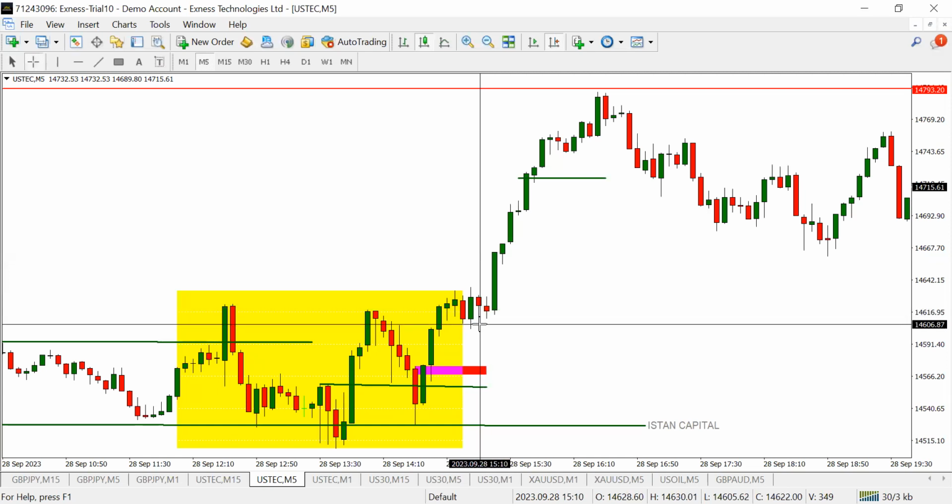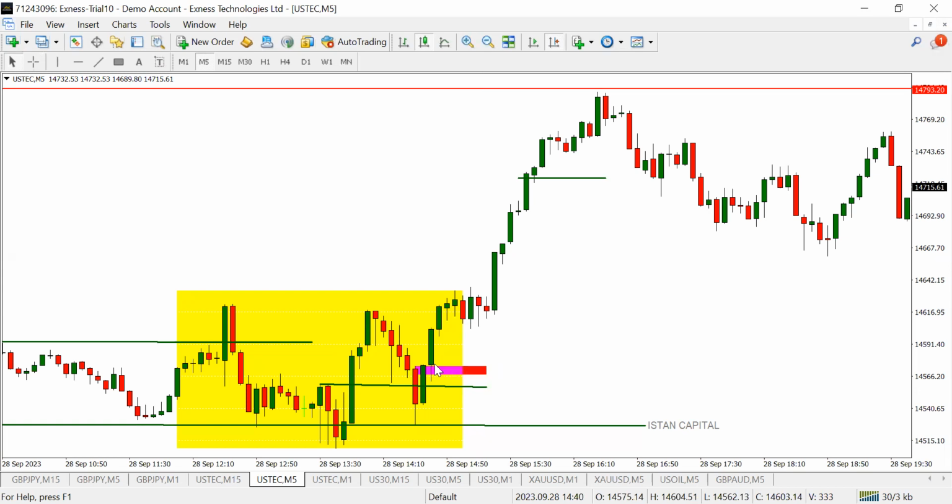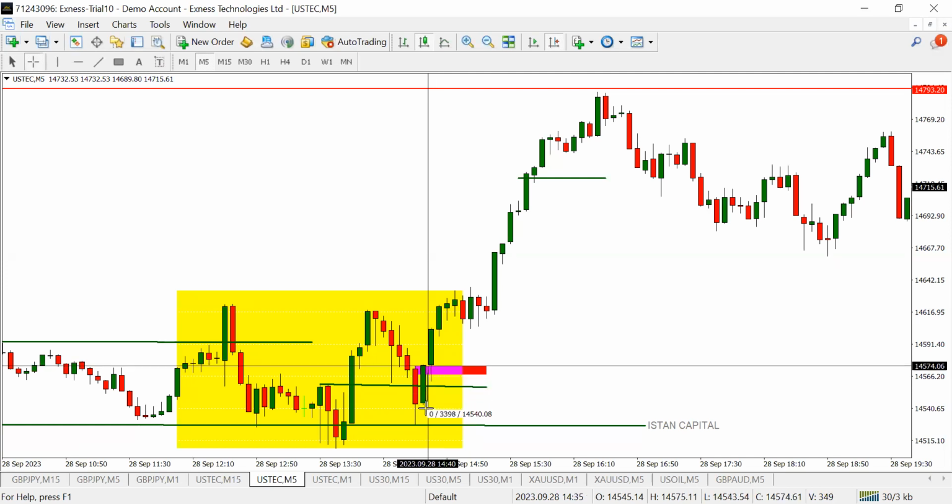Then I decided to close around here. I was like, fuck this. I took profit for 30 pips, guys. My stop loss was around 30 pips, so 1 to 1. The market moved around 60 pips, and then I closed for around 30 pips, 30 plus pips.